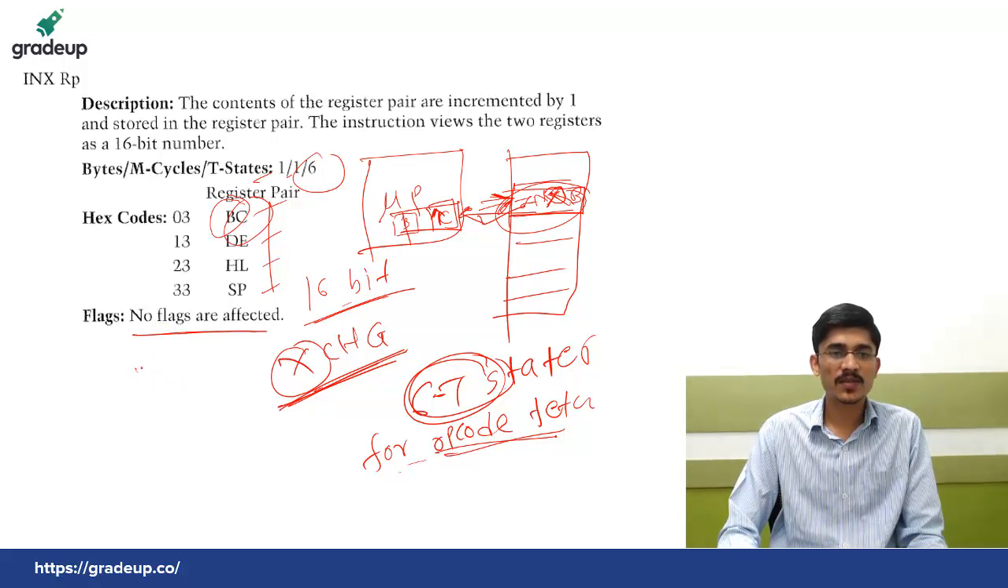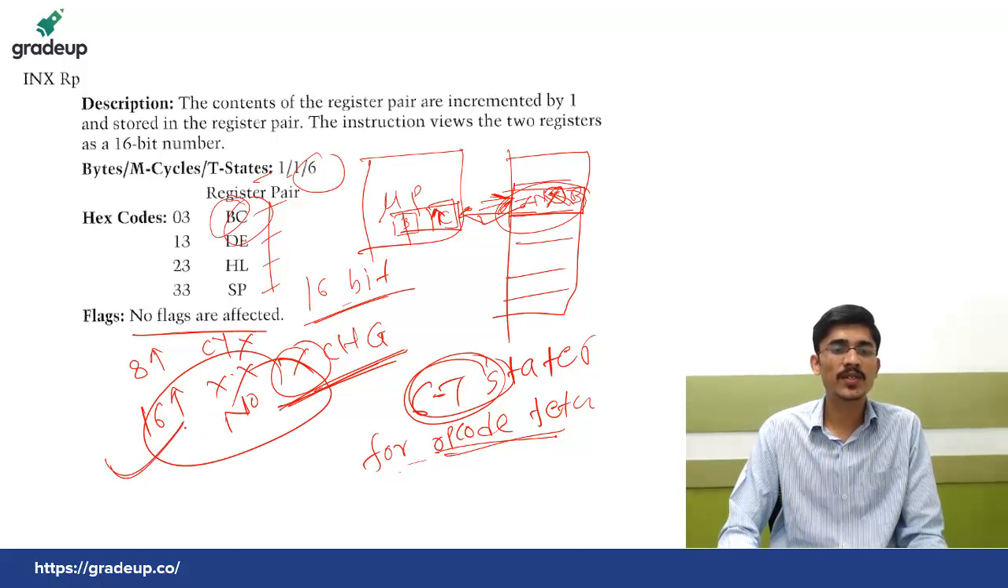In case of simple 8-bit increment, the carry flag was not affected, but in case of 16-bit increment, no flags are affected. Be alert about this: no flags are affected in increment register pair. When we are going to increment the register pair, no flag is affected.